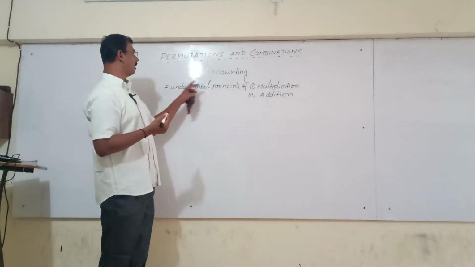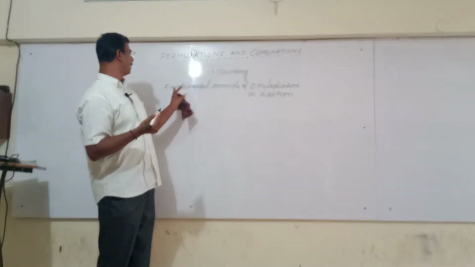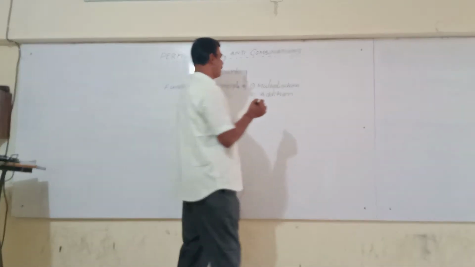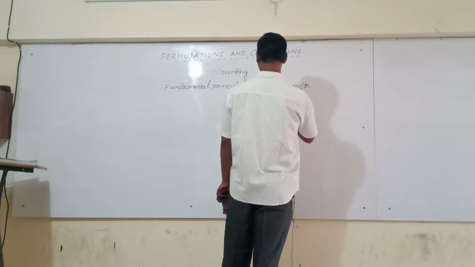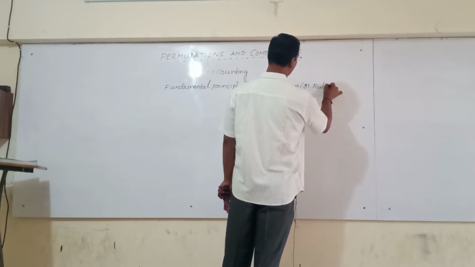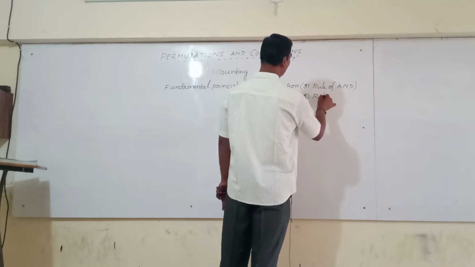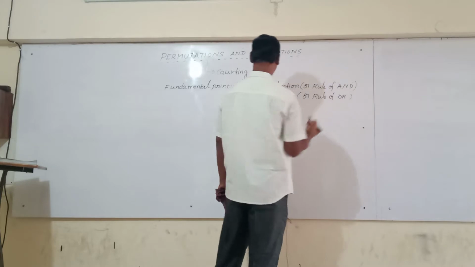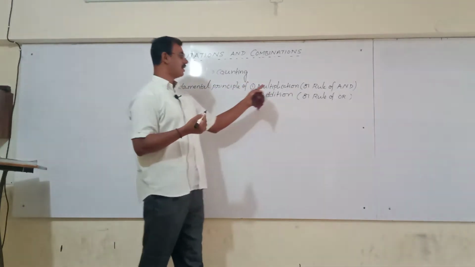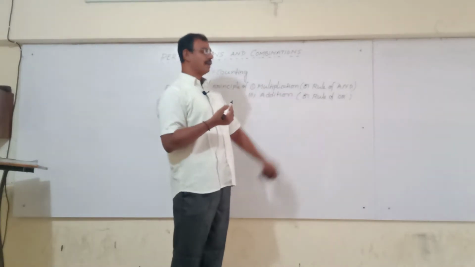Fundamental principle of multiplication we can shortly denote as A P M, and fundamental principle of addition we can shortly write as A P A. What do you call the multiplication rule? It is also called the rule of AND, and the addition rule is called the rule of OR. The fundamental principle of multiplication is also called the product rule, also called the rule of AND. The fundamental principle of addition is also called the rule of OR.